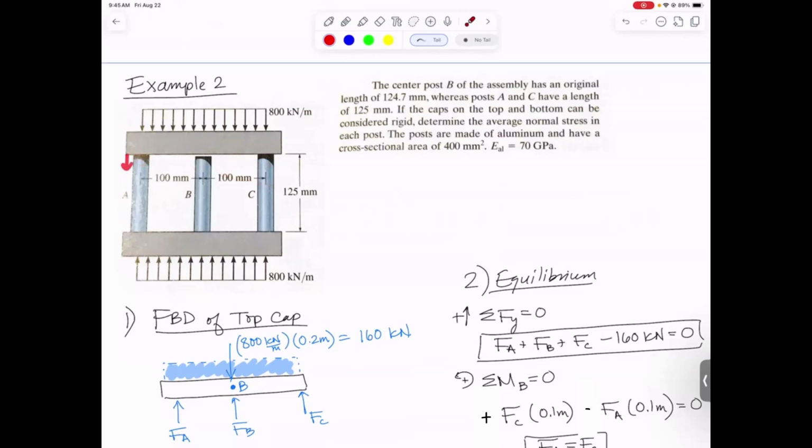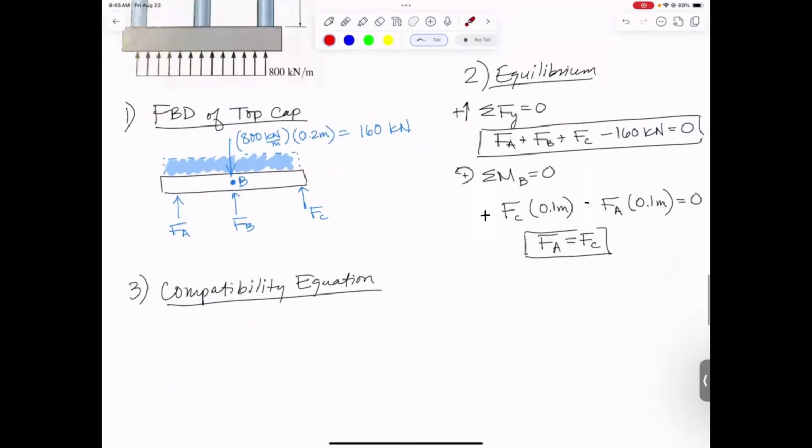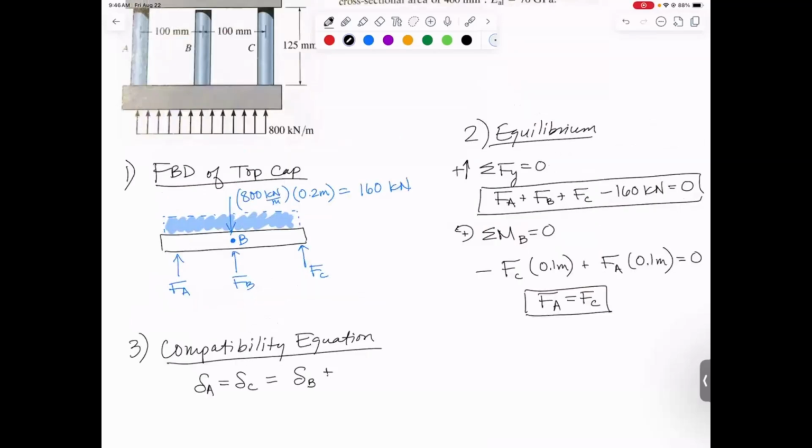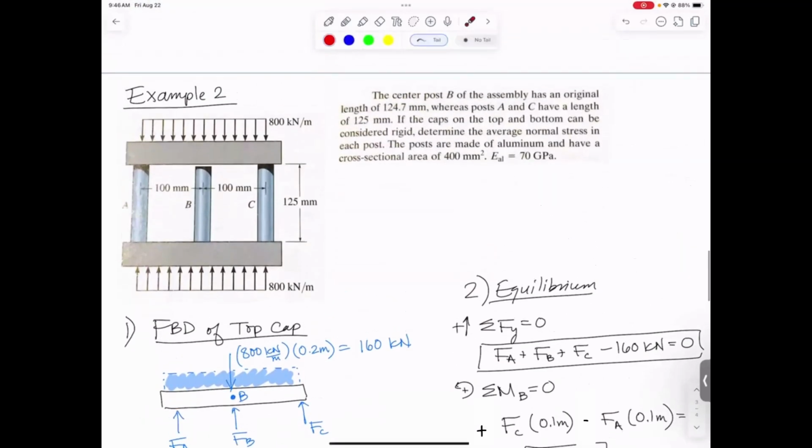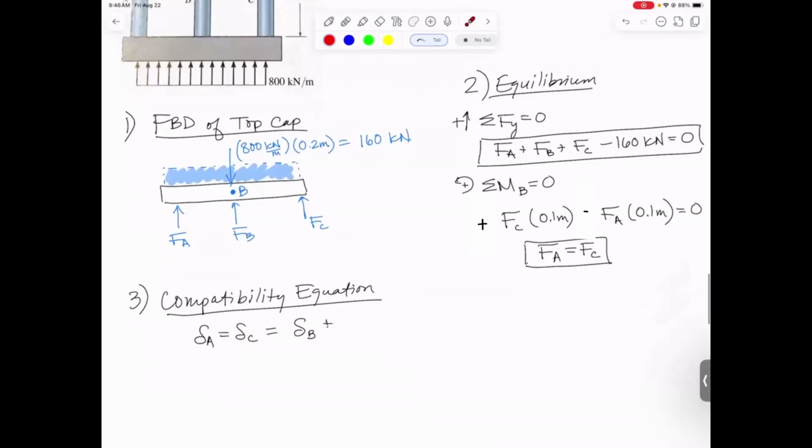So however far A and C deflect downward, B is going to compress a little bit less because of the gap. So the way we write that is to say that the deflection at A, which is the same as the deflection of C, is equal to deflection at B plus a little bit. How much is that little bit? Well, it's going to be the difference between the 124.7 and the 125. So just this little tiny gap, we're going to find out how big of a difference it makes in the force in these pillars. So it's 0.3 millimeters.